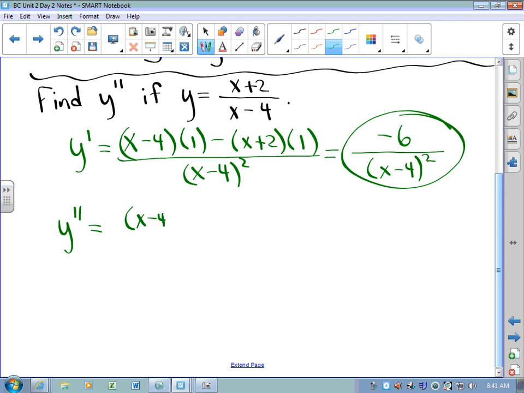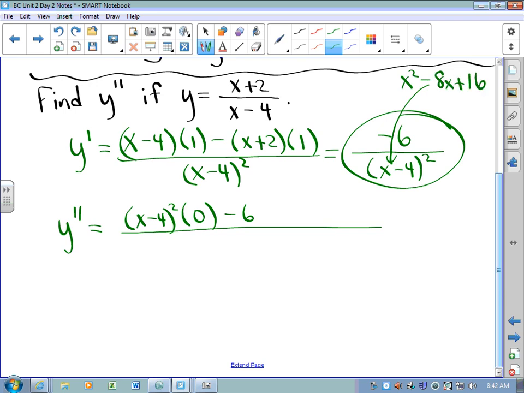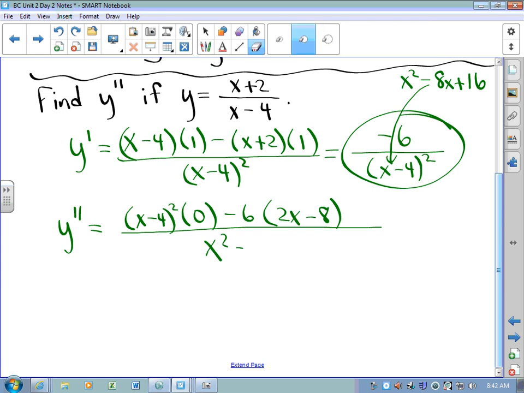So then y double prime is the derivative of this. So it's the bottom times the derivative of the top, that drops, minus the top times the derivative of the bottom. Now, we don't know how to take the derivative of things squared yet, so right now we actually have to do that thing. The derivative of the bottom is 2x minus 8. For the rest, you won't be scared. Oh, I wasn't scared, I just got it wrong. It's all over the bottom squared.